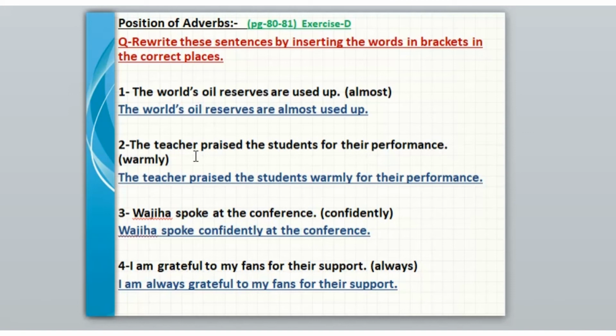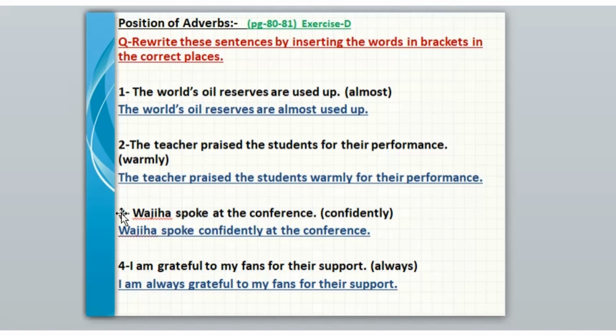Number 2, the teacher praised the students for their performance. The bracket says warmly. What kind of praise was that? A warm one, okay? That praise is for the students, right? Students is the object. So we will be putting this warmly with the students. So it will become, the teacher praised the students warmly for their performance. Okay, for is not the helping verb here, so we will put it in between the object and the preposition. I will repeat, the answer will become, the teacher praised the students warmly for their performance.